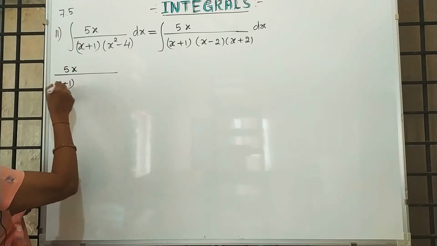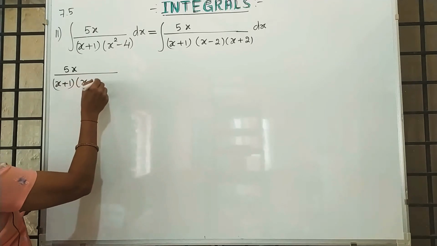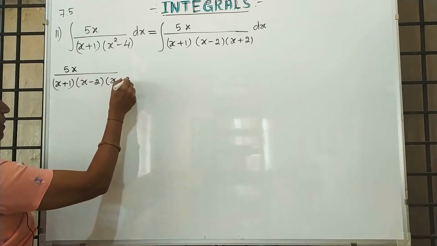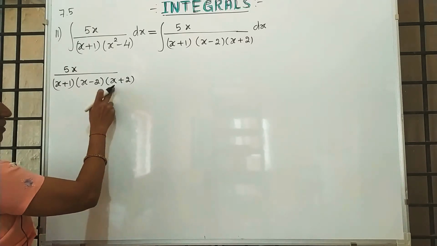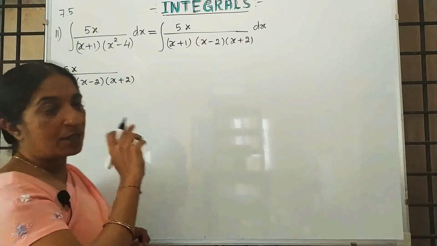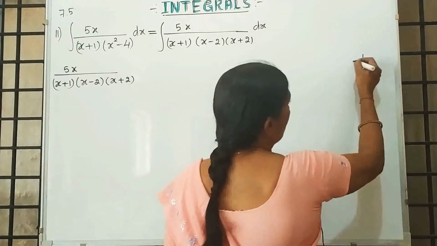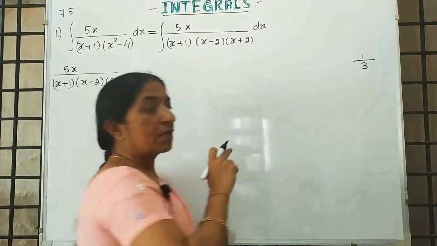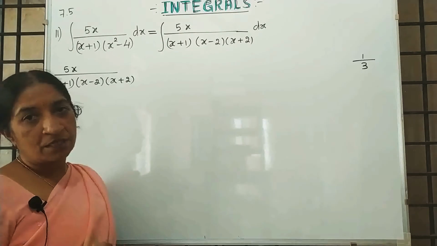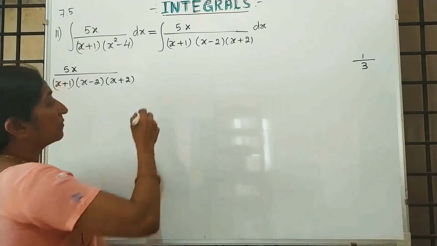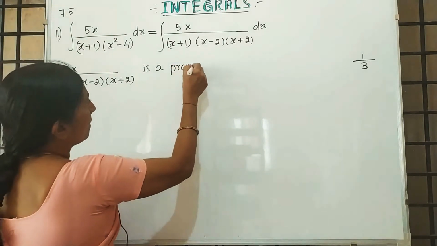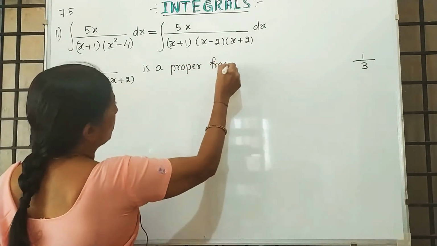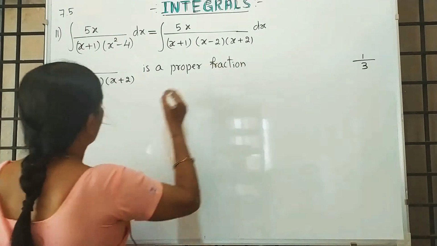See, what is the highest power of x in the numerator? The highest power of x in the numerator is 1. In the denominator, this x and this x, total there are 3 x's, that means x cube. So it is 1 by 3. In the numerator the power is 1, in the denominator it is 3. So is it proper or what? Yes, it is a proper fraction.